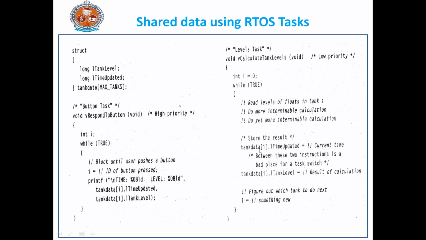So either this task should be called before these two statements or after these two statements. Then only will you get the correct values. If it is called before these statements, you will get both the previous values, T1 and L1. If the task is called after these two statements, it will be T2 and L2. So this is the problem whenever you use shared data between RTOS tasks, and you have to solve this problem of shared data.